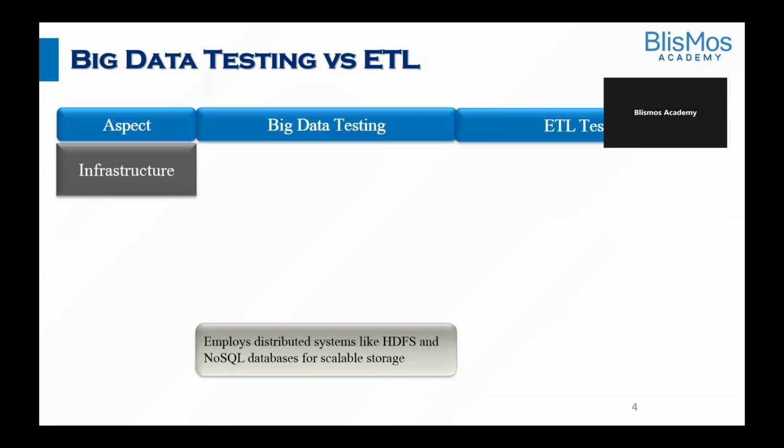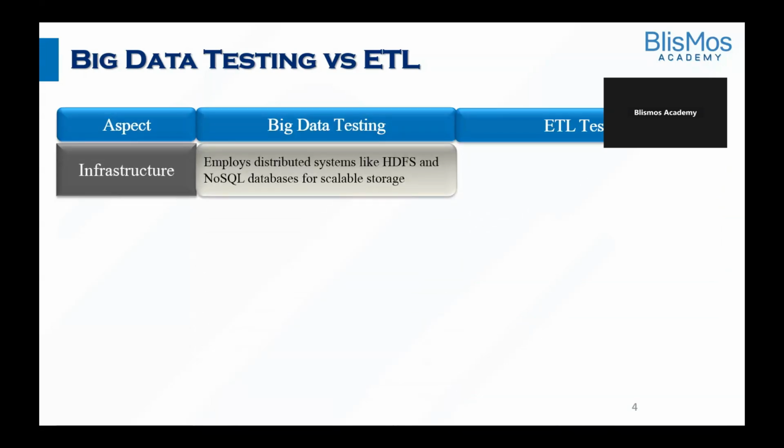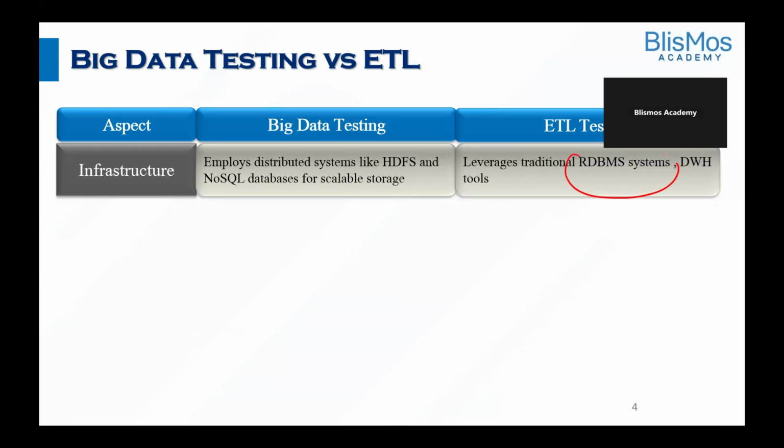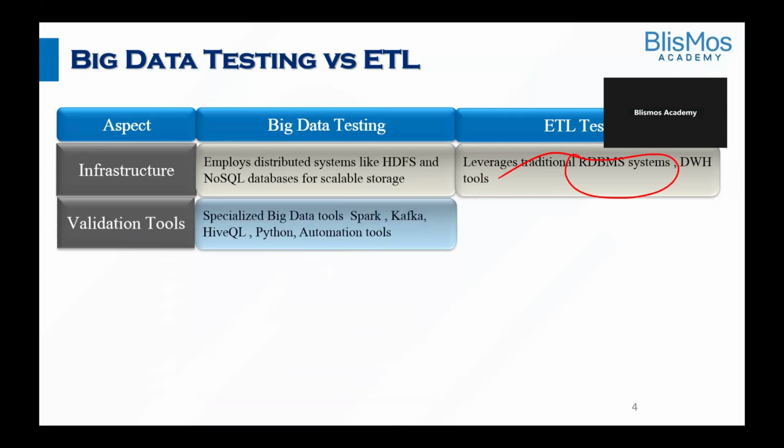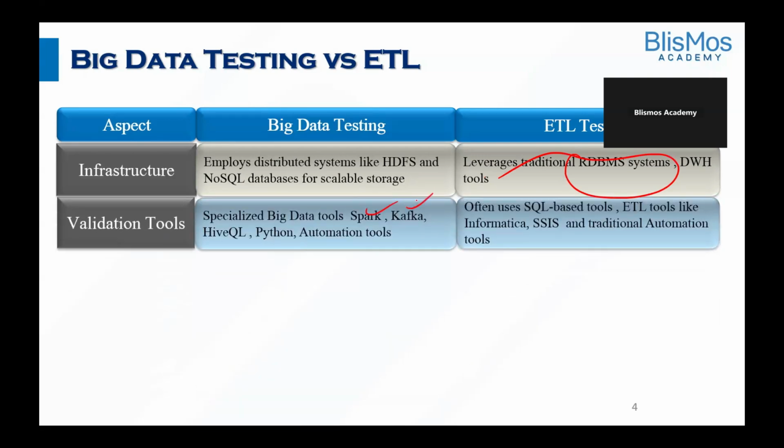In terms of infrastructure, we have different tools in big data like HDFS, MongoDB, and Spark. All the systems involved in storing and processing big data, we need to test as part of big data testing. In the case of a data warehouse, it will be RDBMS systems and any data warehouse. Validation tools may include Spark, Kafka, HiveQL, Python, and automation tools. In the case of a data warehouse, it will mostly be SQL-based tools like Informatica, SSIS, and traditional automation tools.